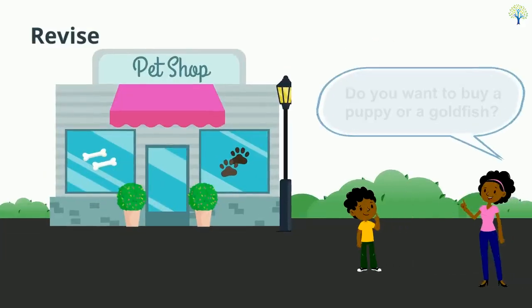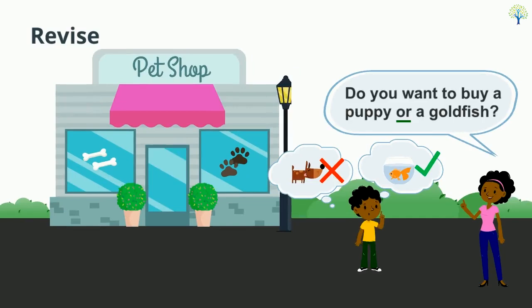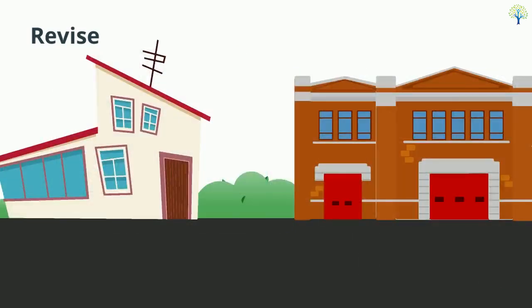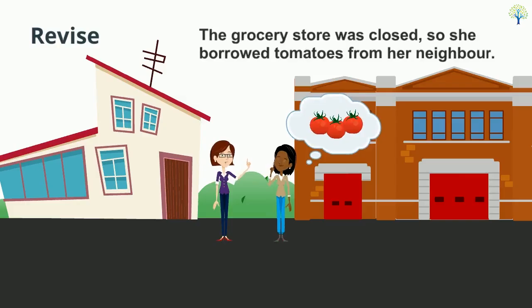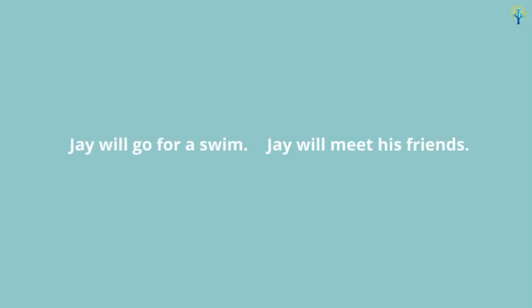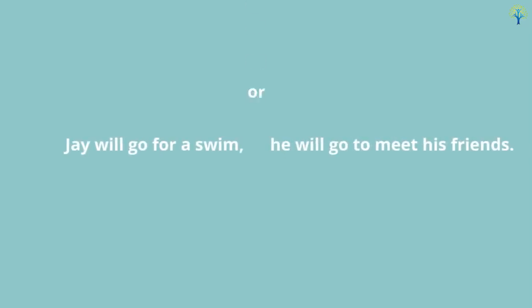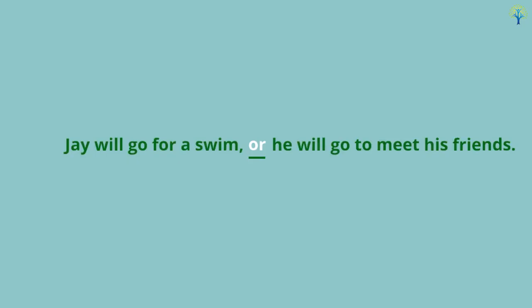Or, do you want to buy a puppy or a goldfish? Or, the grocery store was closed, so she borrowed tomatoes from her neighbor. A compound sentence is made up of two sentences and a joining word. It is used to connect two or more ideas of equal importance.